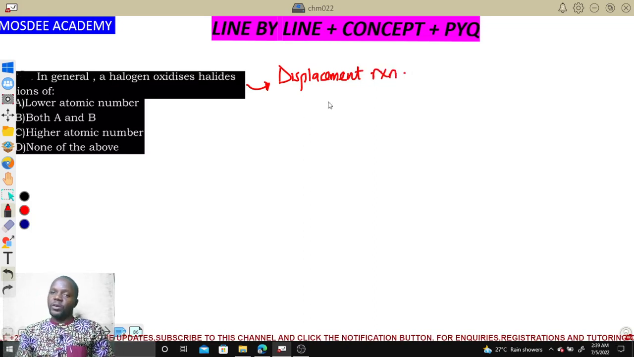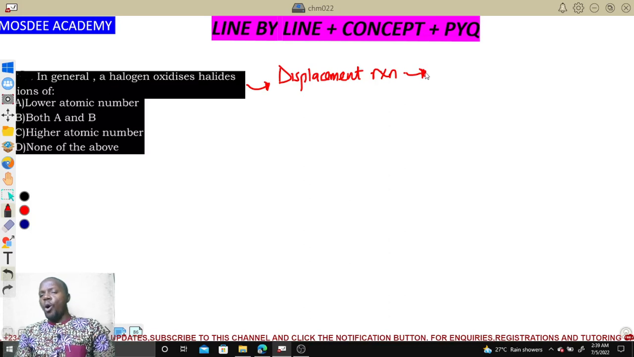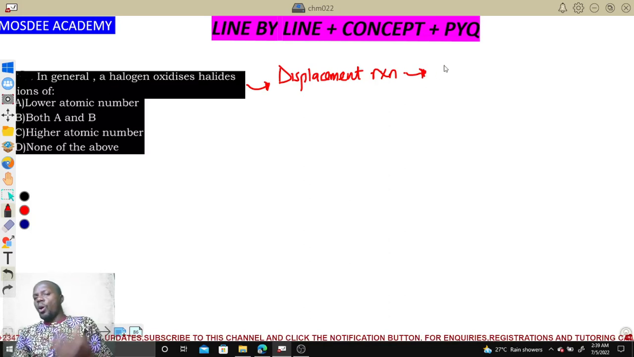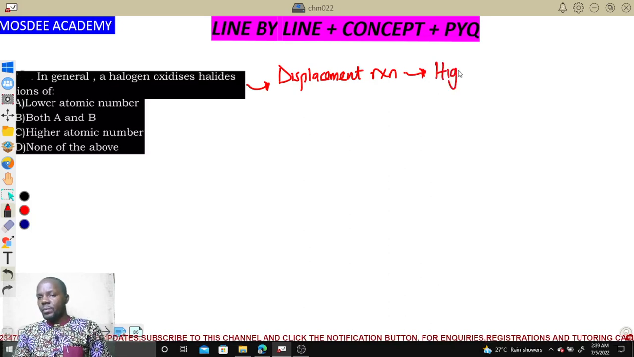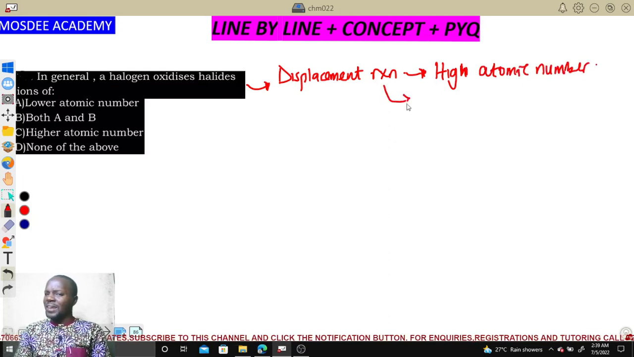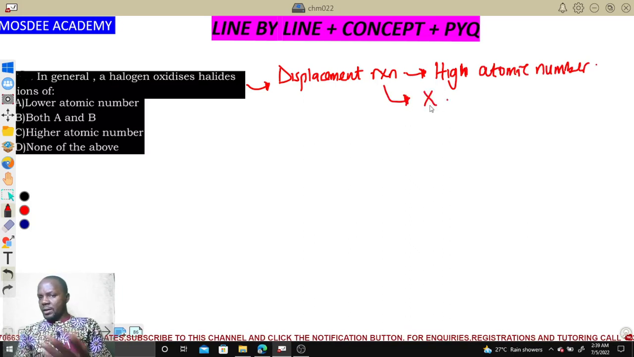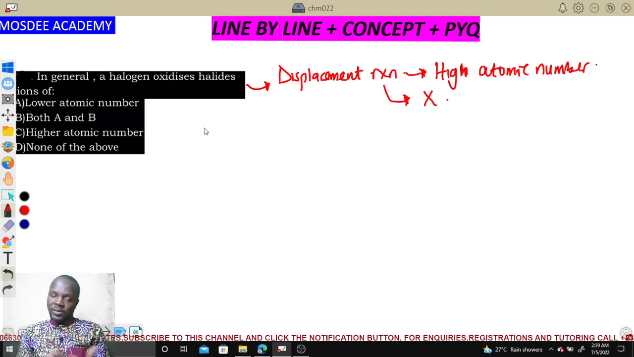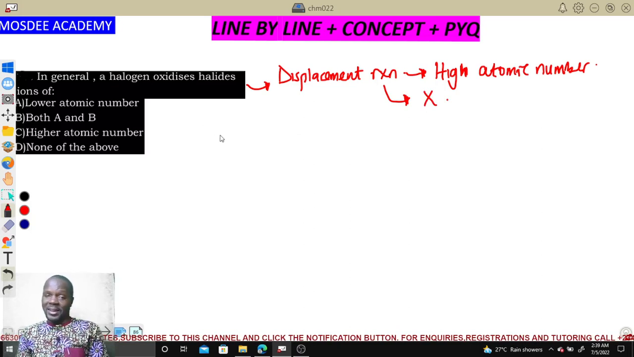It can displace each other. Now, a halogen displaces another halogen of higher atomic number. What am I saying? Generally we denote halogen by X. You might have studied this under your organic chemistry, which we are still going to talk about. We are through with all physical chemistry line by line. It's not easy, but it's a promise. By God's grace, we are going to finish all.